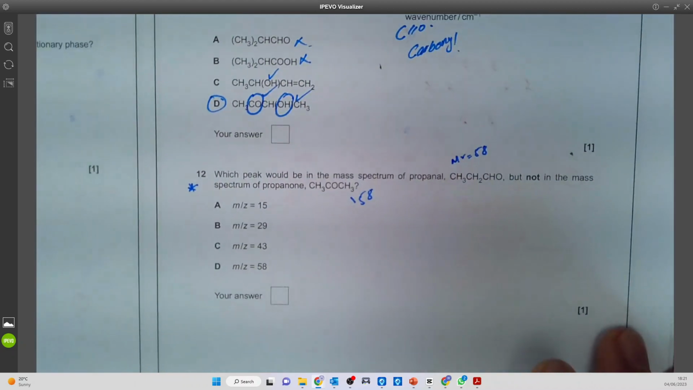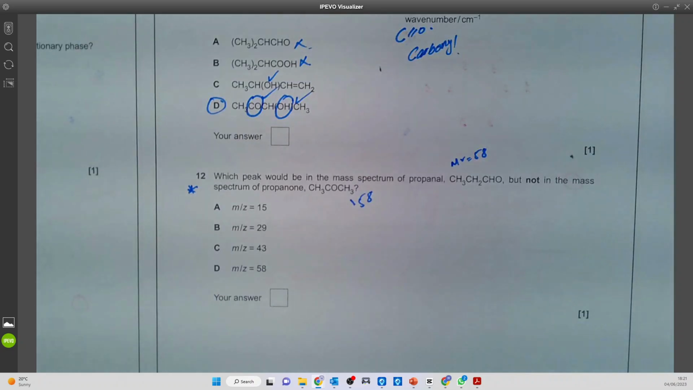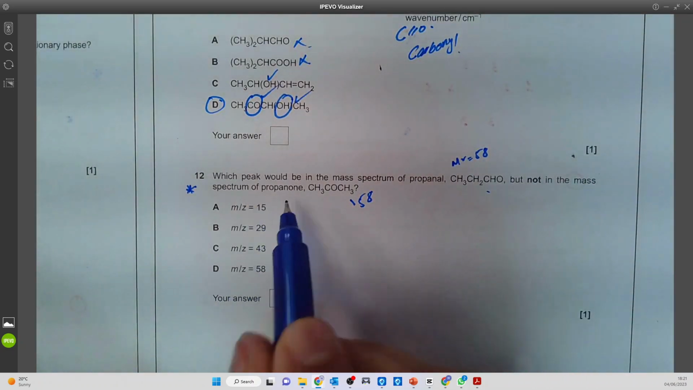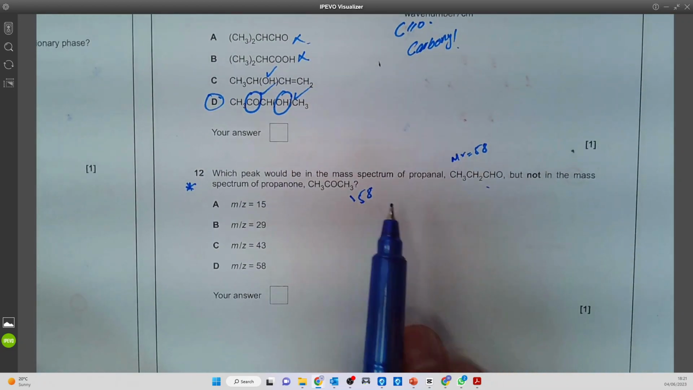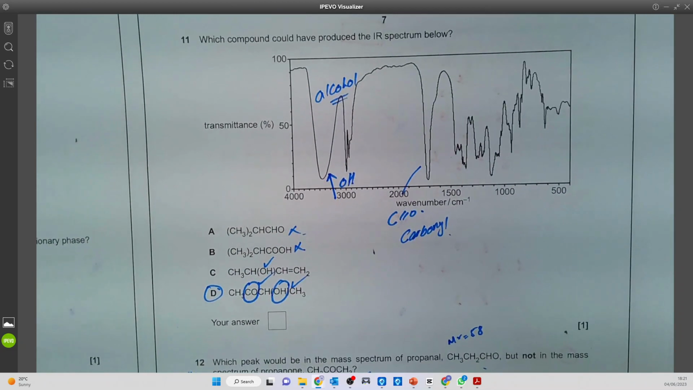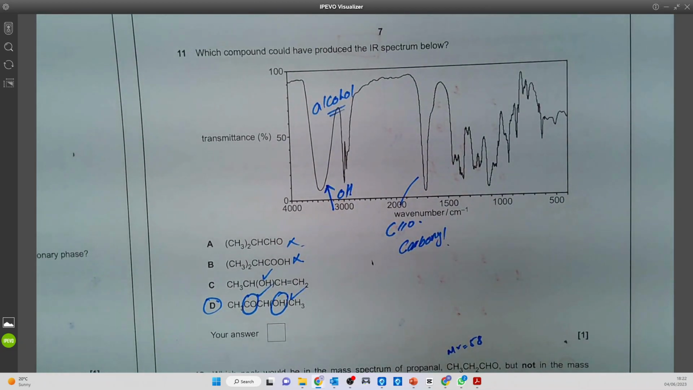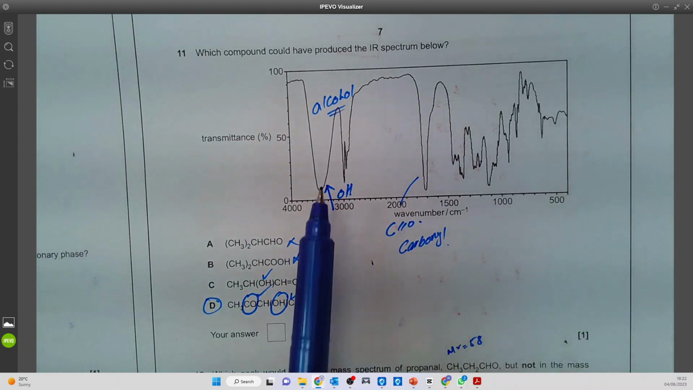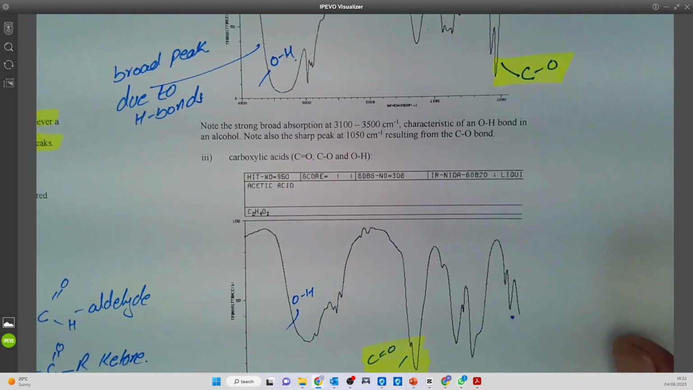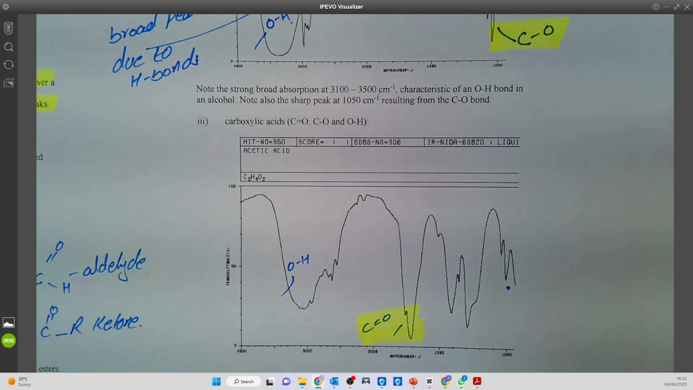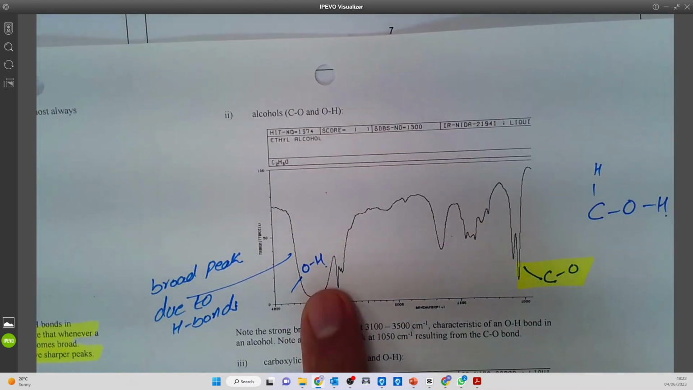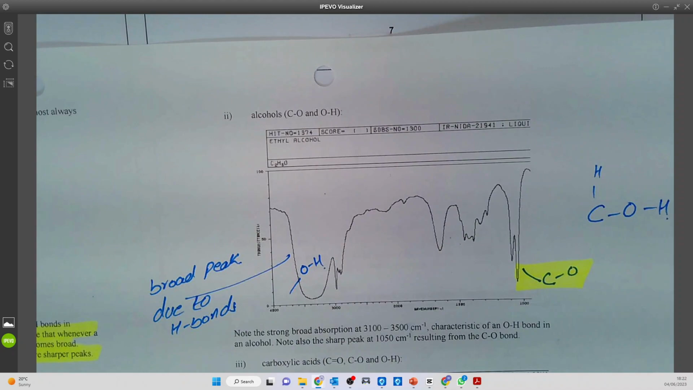Next question, question number 12, says which peak would be in the mass spectrum of propanol, which is this, but not in the mass spectrum of propanone. So what I did is I worked out their Mr first. Yes, Ridwan, go ahead. So for the first one, when it's OH, I thought the carboxylic one was the broad one of the alcohol. No. Now, you were not with me last year. Carboxylic acid has something like that, so it's like multiple. Yes. But the alcohol one looks like that. Okay.